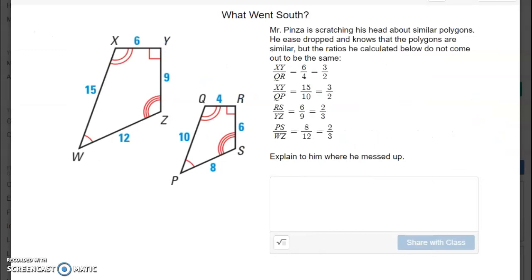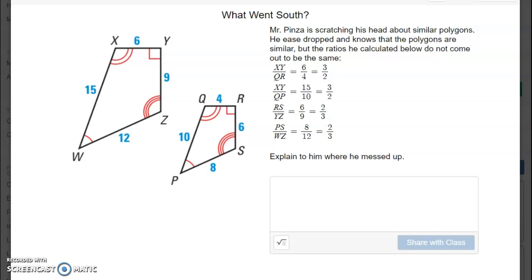Okay, what about this? Mr. Pinza is scratching his head about similar polygons. He eavesdropped and knows that the polygons are similar, but the ratios he calculated below do not come out to be the same. So what did he do wrong?